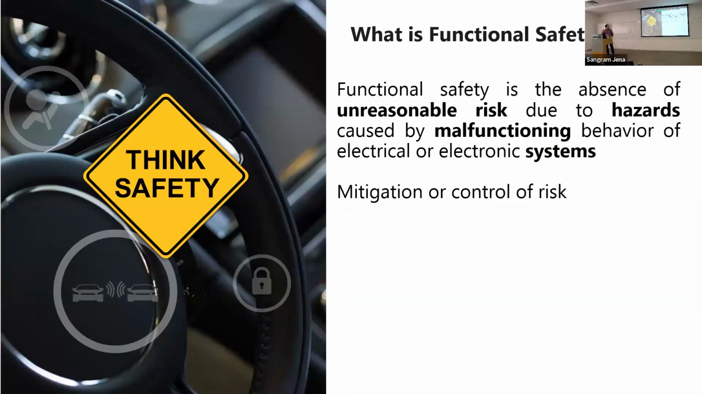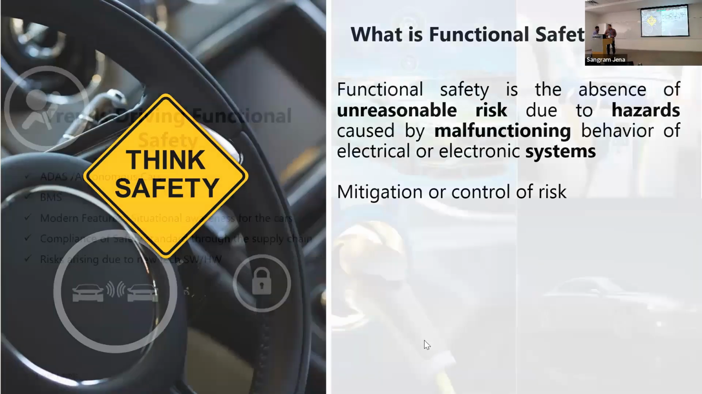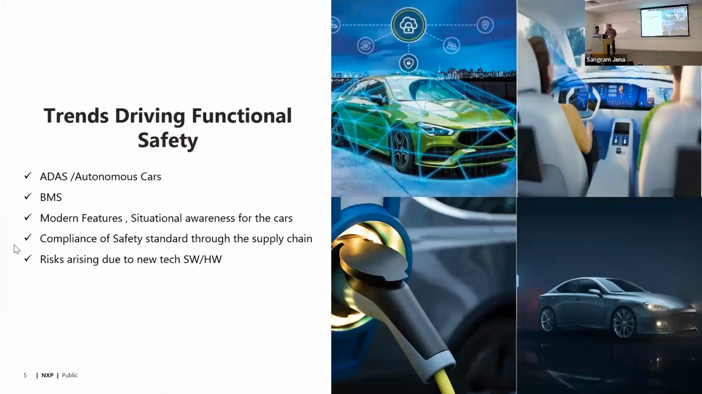So as is customary, I think, we should start with the definition of safety. Functional safety is nothing but absence of unreasonable risk due to hazards caused by malfunctioning behavior of electrical and electronic systems. The intention of functional safety is not to prevent faults, but to put our system in a state where mitigation measures can be taken.